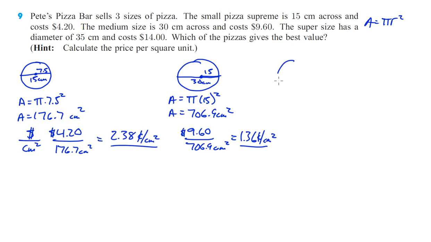And then let's see what the extra jumbo one is. What's this one called? The supersize. Diameter of 35 centimeters. So that's really not a lot bigger. If you take 35 and divide it by 2, that's going to give us 17.5 for our radius. So this is going to be pi times 17.5 squared.